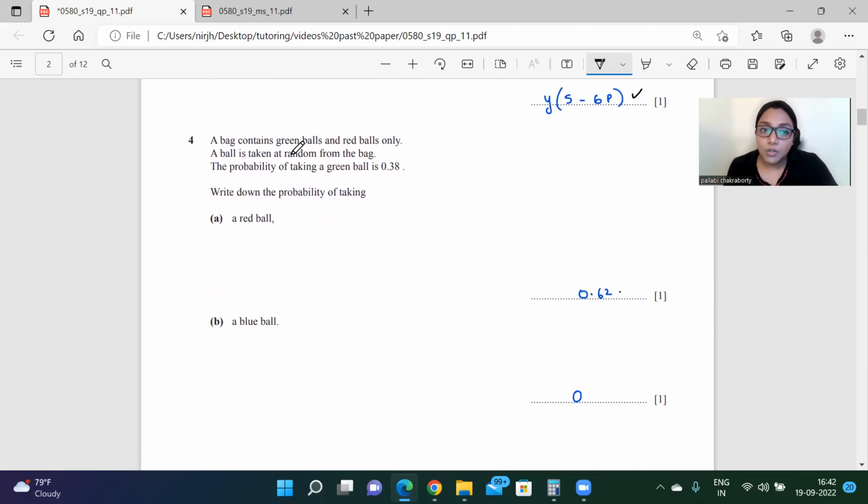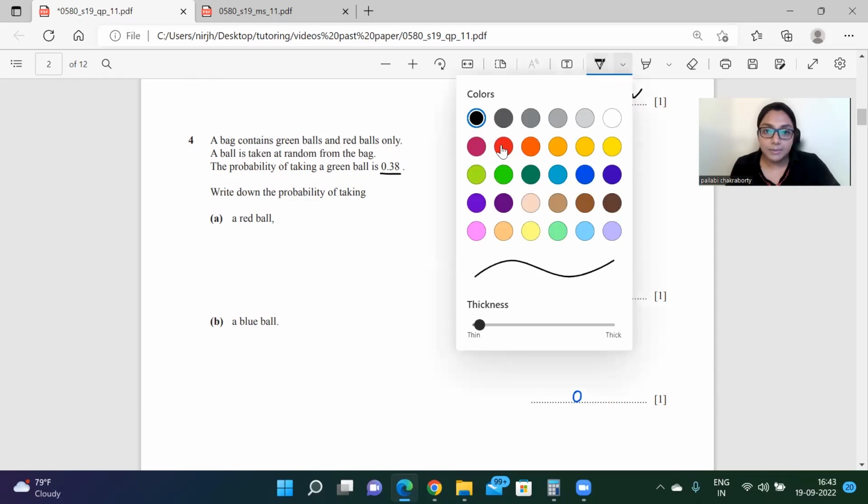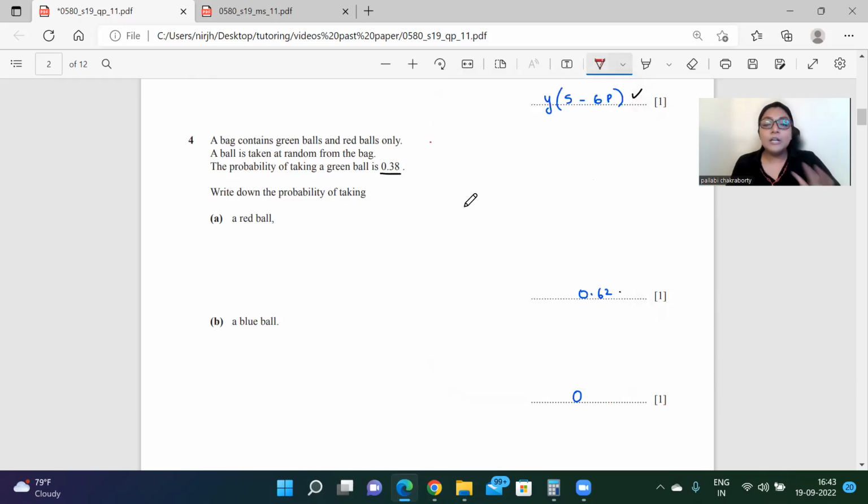Now this is a question on probability. That is, a bag contains green balls and red balls only. A ball is taken at random from the bag. The probability of taking a green ball is 0.38. Now, before we move ahead with this question, I just want to explain some parts of probability so that the question becomes very easy for you all.